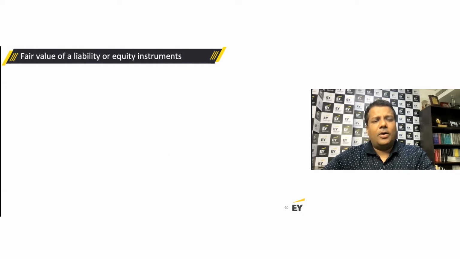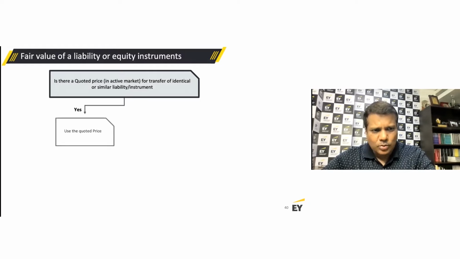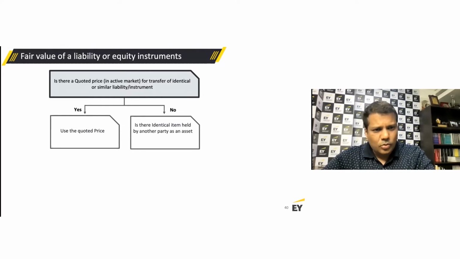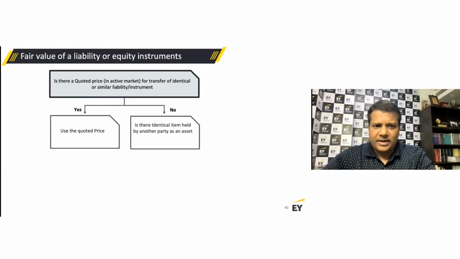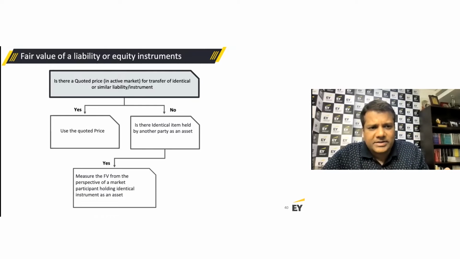How do you determine the fair value of a liability or equity instrument? You ask the question, is there a quoted price? If the answer is yes, there is a quoted price, then use the quoted price. If the answer is no, there is no quoted price, then is an identical item held by another party as an asset? If the answer to that is yes, then use that comparable price.